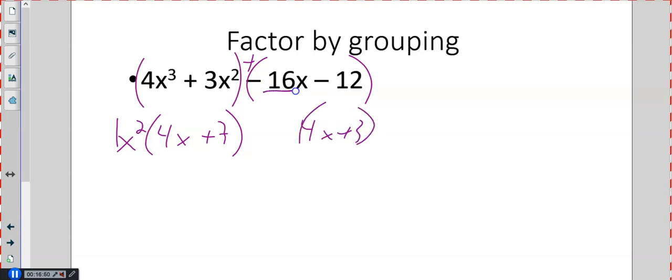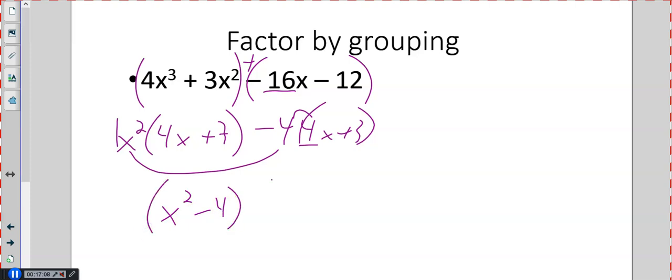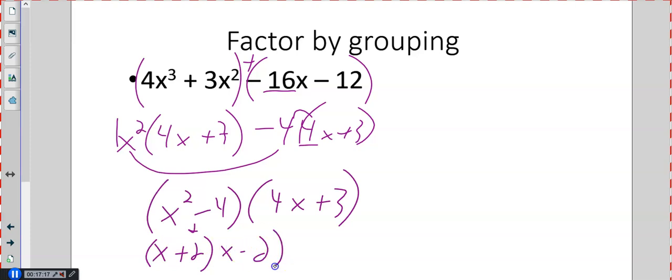So what do I take out of here to get this? Some of you might go, well, 4, that's easy, but you got to think about the sign. Right now, this will give me positive 16x, and I want negative. Okay, I hook these two up. X squared minus 4, bells should be ringing in your head right now. And then I write 4x plus 3 only one time. This, though, goes further. It's a difference of squares, which, like we said, is going to occur a lot. And that's it.